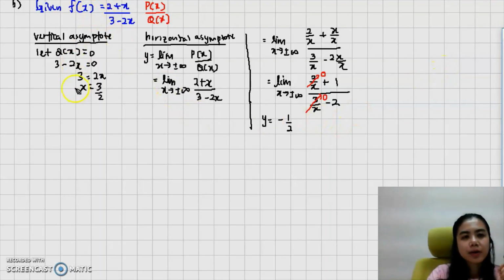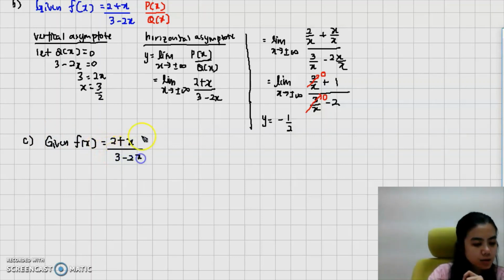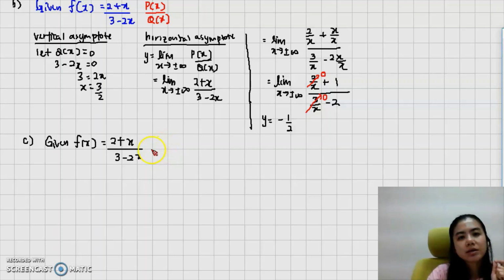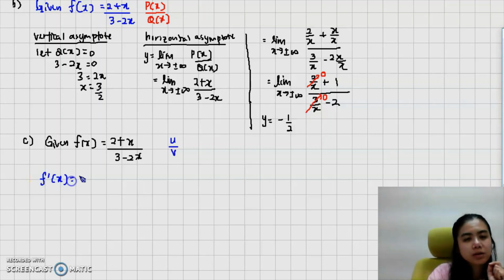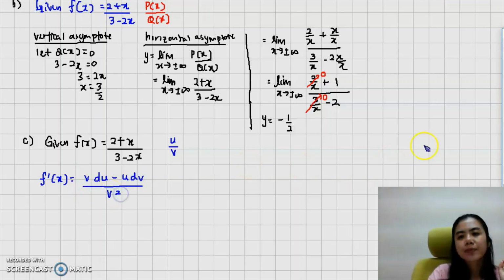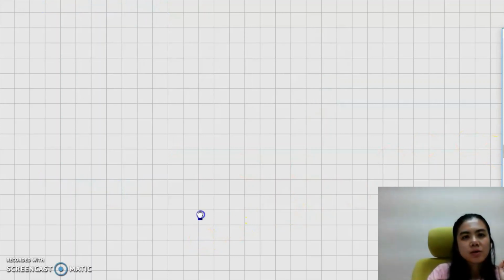That is your function f. So we go back to our given function first, that is 2 plus x divided by 3 minus 2x. Now, in order to find your f prime, remember this involves the quotient rule, so you have to let u and v. What is the formula for the quotient rule? That is v du minus u dv divided by v squared.